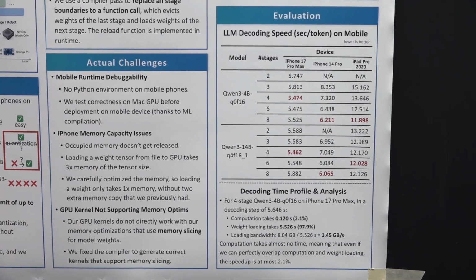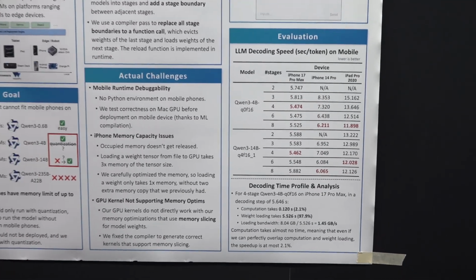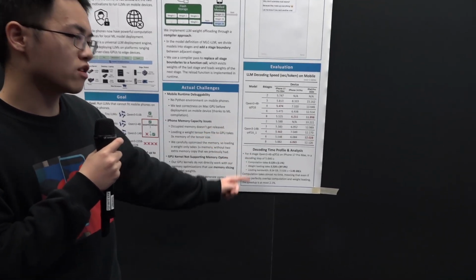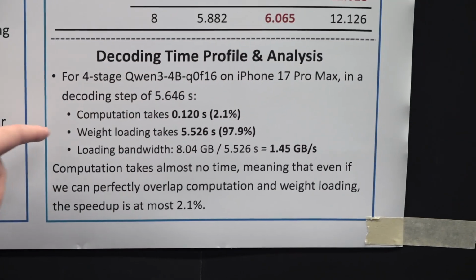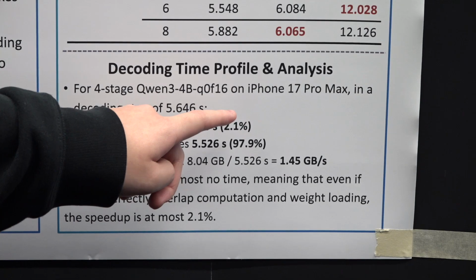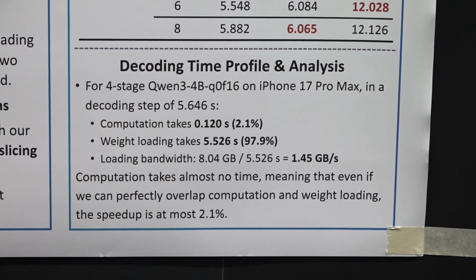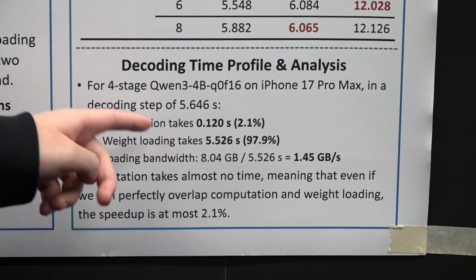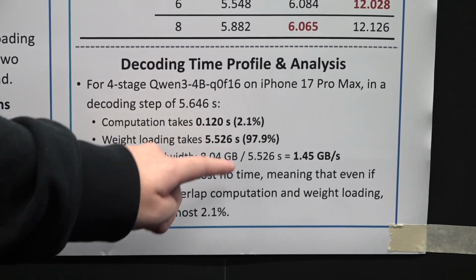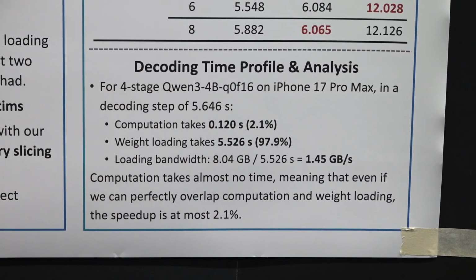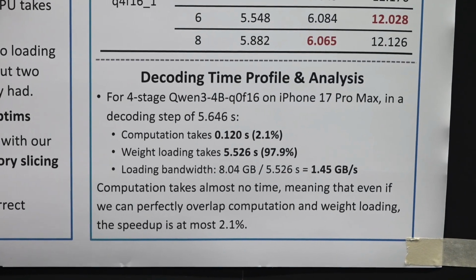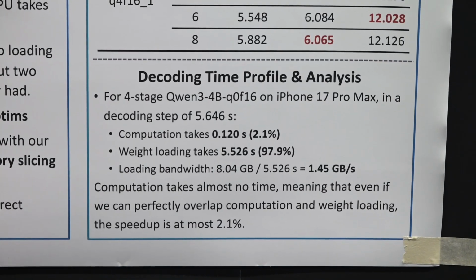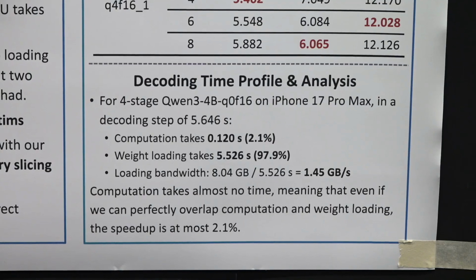We also looked into the profile results of a single decode iteration. For the Qwen3 4B model, computation takes only 2% of the time. The weight loading takes almost 98%. This means that even if we do not do computation, we still need 5.52 seconds to do one iteration. So even if we overlap the computation and the weight loading, it does not produce any speedup. So we decided not to do it.